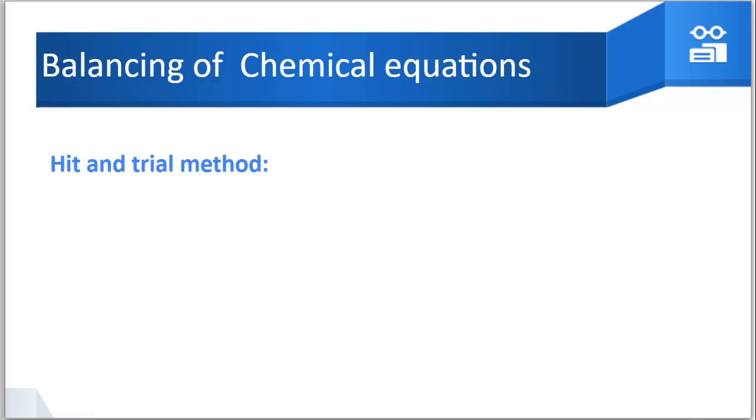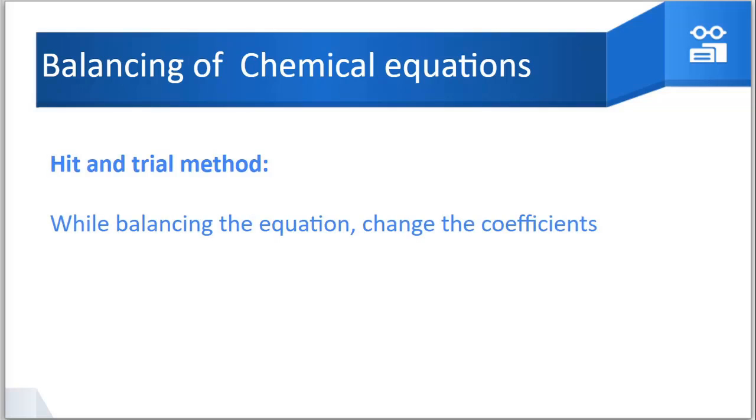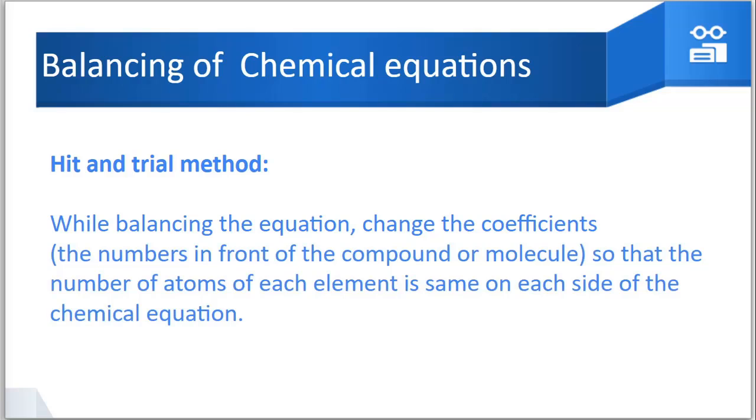Now let us see what the hit and trial method is. While balancing the equation, we change the coefficients, the numbers in front of the compound or molecule, so that the number of atoms of each element is the same on each side of the chemical equation. So this is the hit and trial method. This concept we can use to balance the chemical equation. Let us learn about balancing a chemical equation step by step.